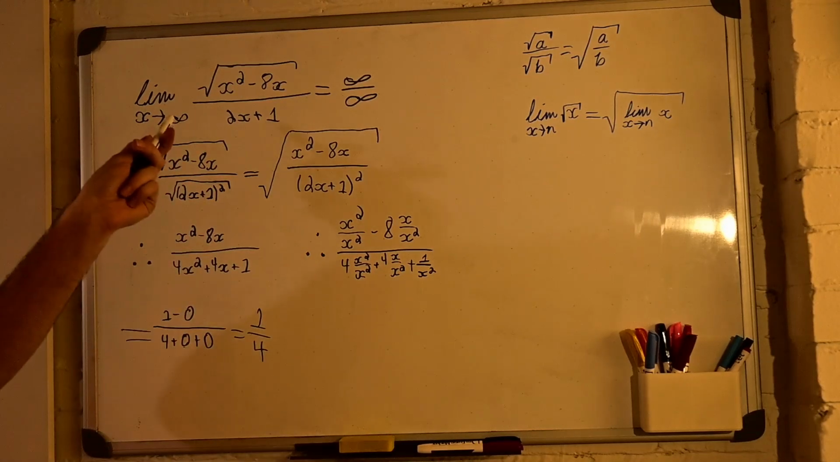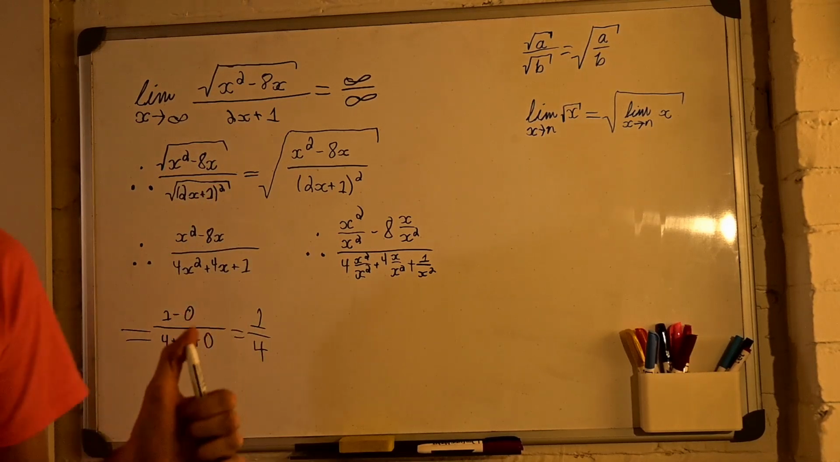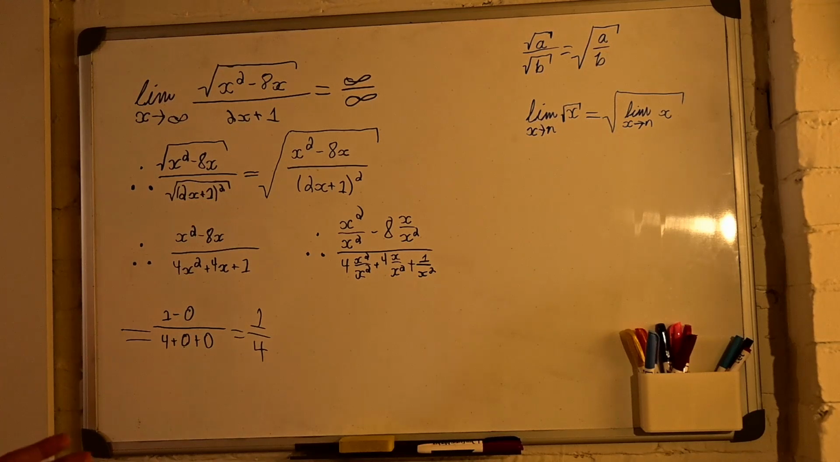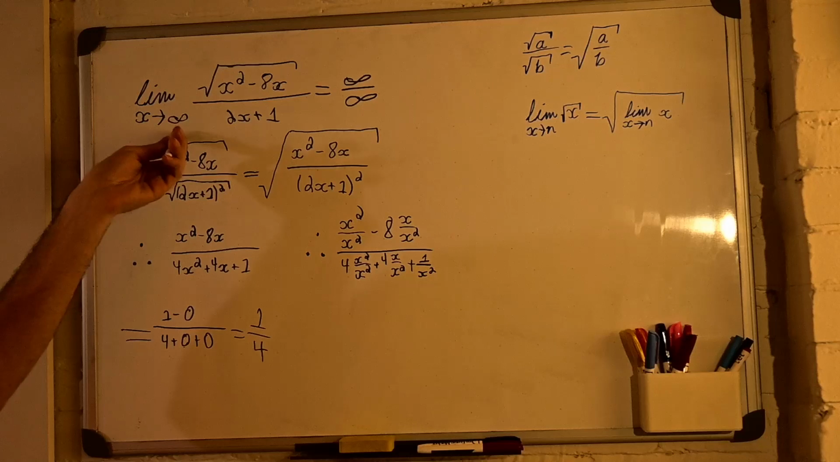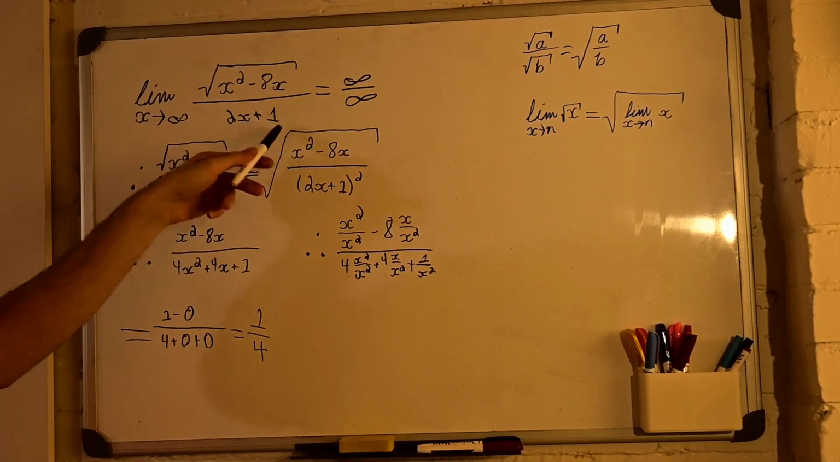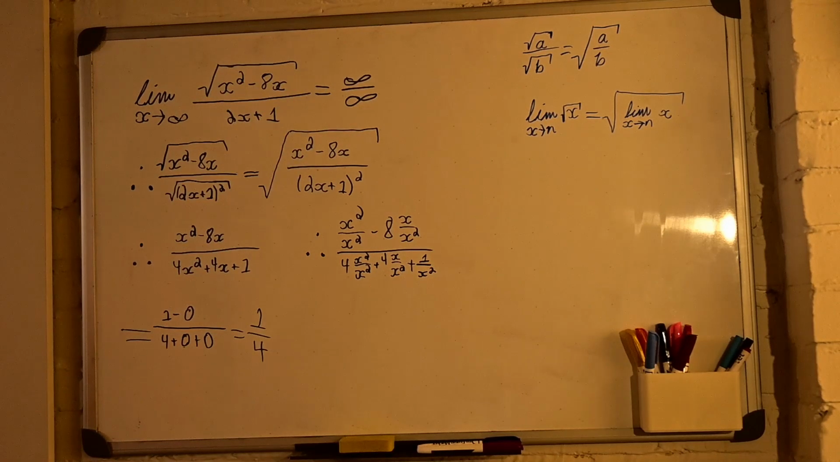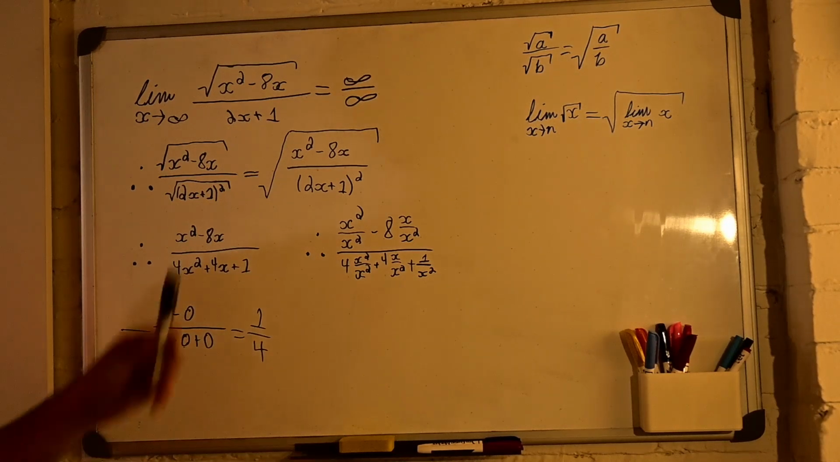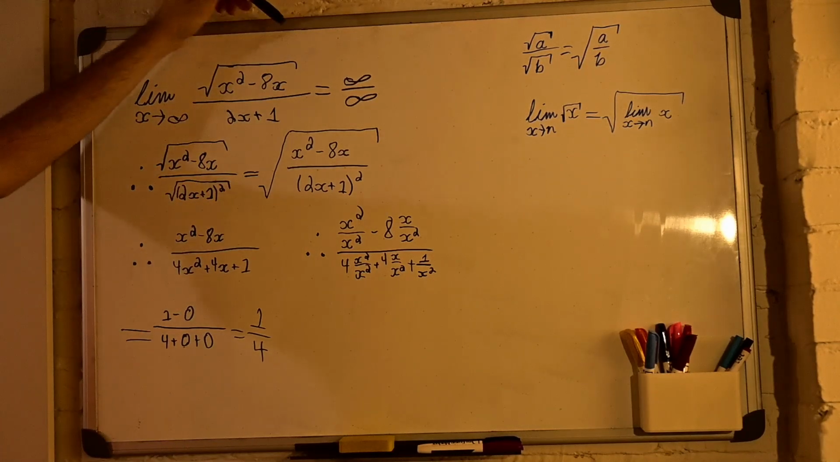If you have a limit to the infinity, you can't always just immediately go to dividing by the greatest power of x. Sometimes you have to do a little bit more work, and this is one of those cases. So we have a limit as x approaches infinity of the square root of x squared minus 8x divided by 2x plus 1, which equals infinity over infinity. I'm not going to write it out, just trust me, or check on your own if you want to be sure. And the reason why we can't just immediately divide each x by the greatest power is because we have this square root.